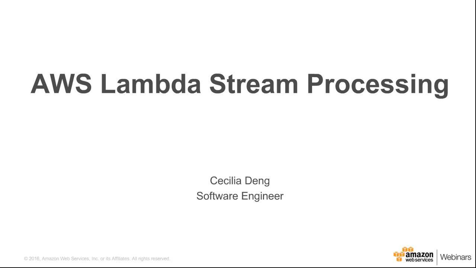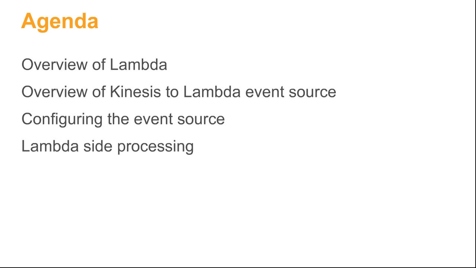Hi. Today we're going to be talking about Lambda stream processing. We're going to start off with an overview of the AWS Lambda service itself and also Kinesis, and then dive into how they interact with each other, how to set up and configure the event source, and then really into the details of enhancing your processing and making sure everything goes smoothly.